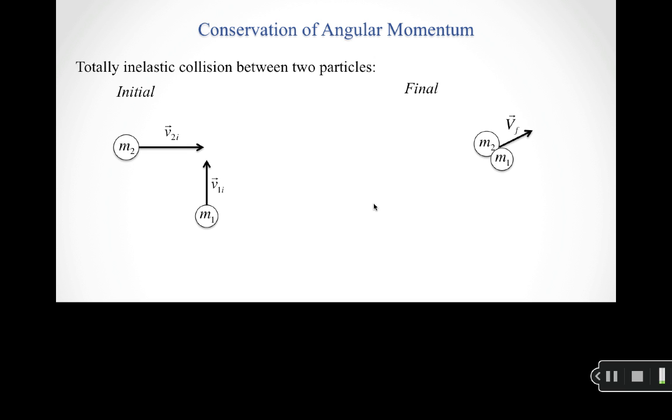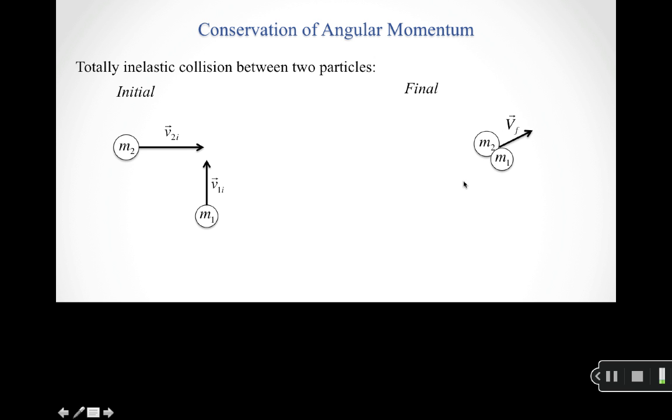So as a simple example, again, we can talk about totally inelastic collisions between 2 particles. Here's mass 1, and let's say we're looking from above, so let mass 1 be moving north, and let mass 2 be moving east. These 2 particles are going to collide with each other, so here's our initial picture. Because it's a totally inelastic collision, they're going to stick together, and the 2 of them will move off with some final velocity that points up in some direction like this.